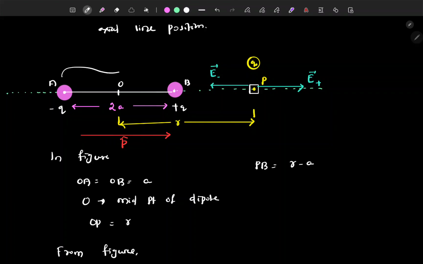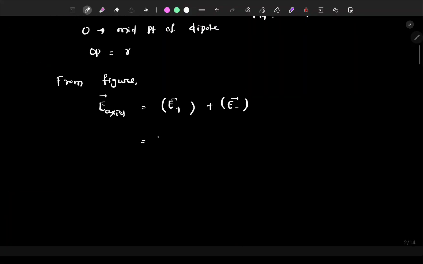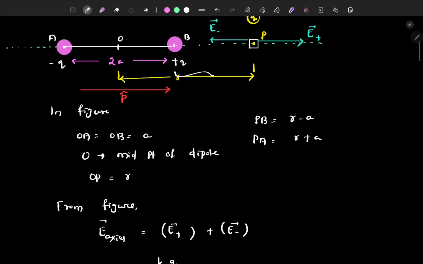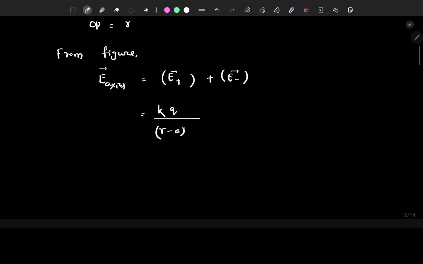And what is P to A? P to A means O to P, this is R, and O to A, this is A. So PA will be R plus A. So we can write E plus vector is kq, k into source charge magnitude, divided by the distance PB. PB is equal to R minus A, so this will be R minus A whole square.